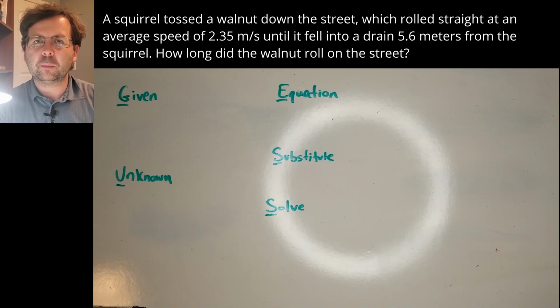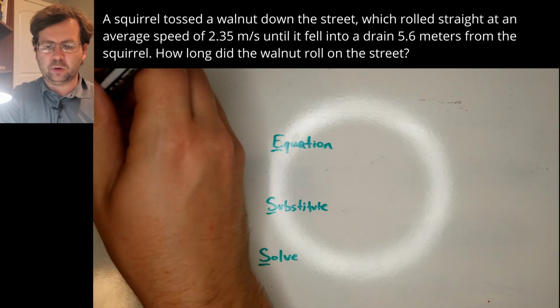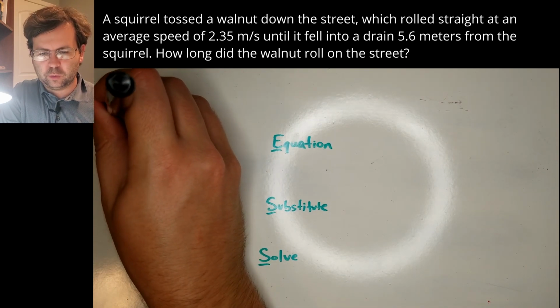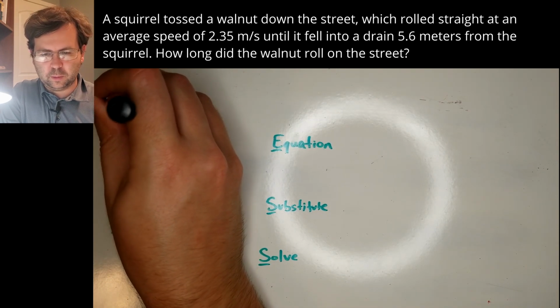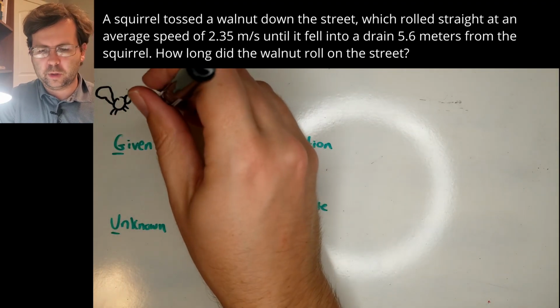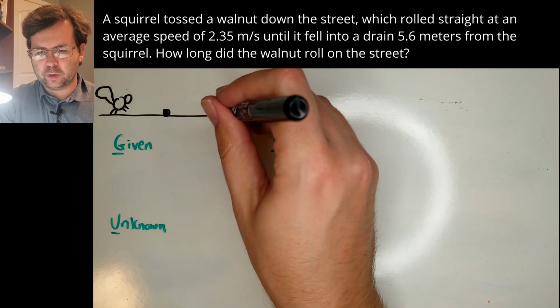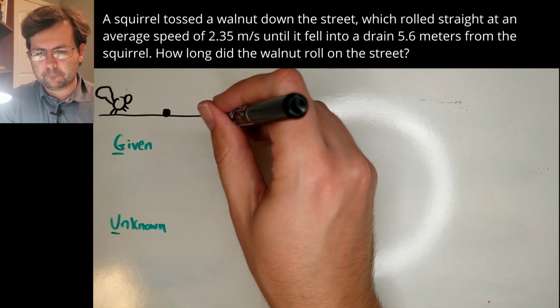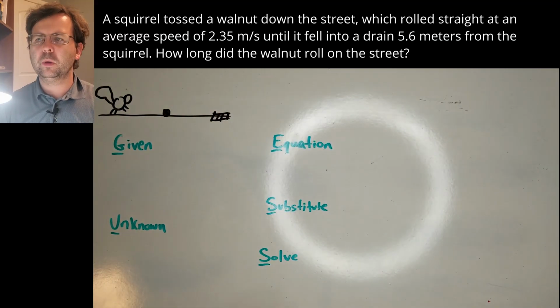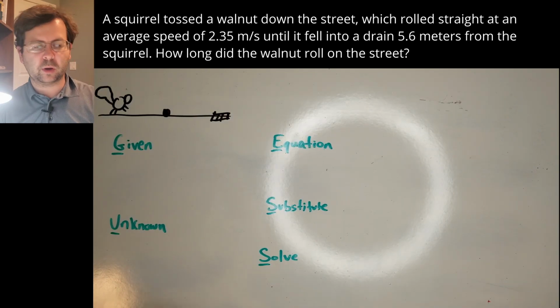So in these kinds of problems, I think it's sometimes helpful to draw a picture to illustrate what's going on. It can be a very basic picture. So we got a squirrel here. Here's my squirrel. He's got a big bushy tail. And then we've got a walnut rolling across the ground. And then there's a drain over here that the walnut rolls to. It's helpful to draw a picture because it can help us visualize what's going on.